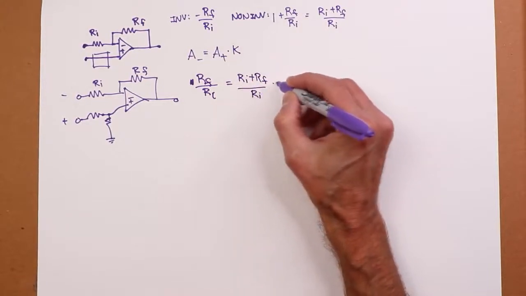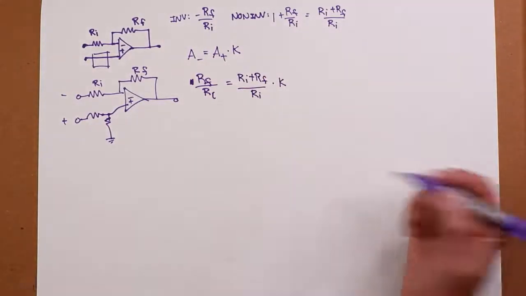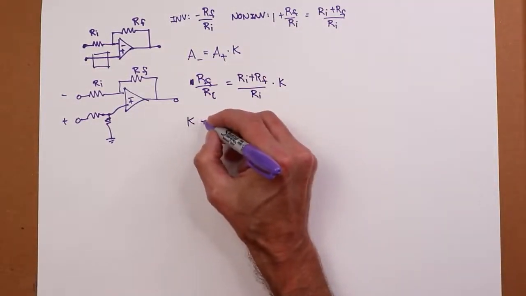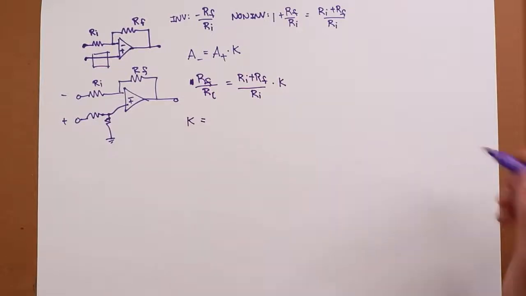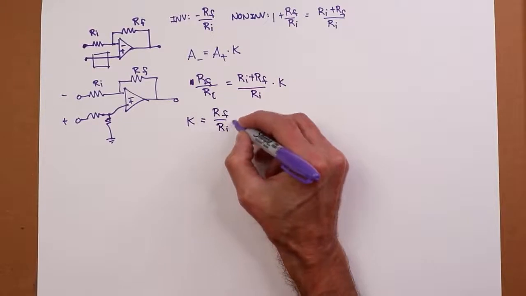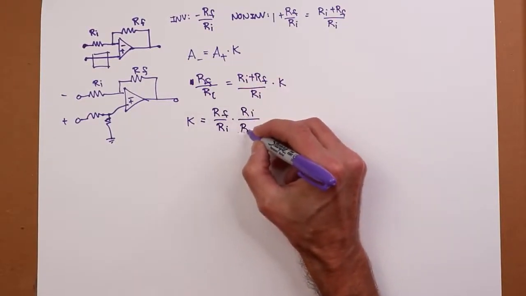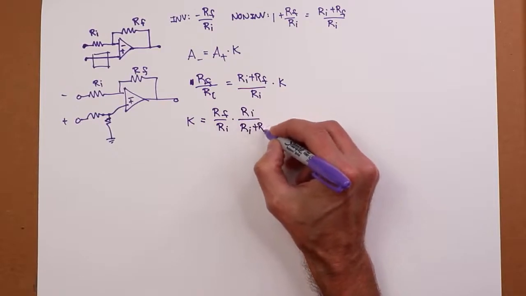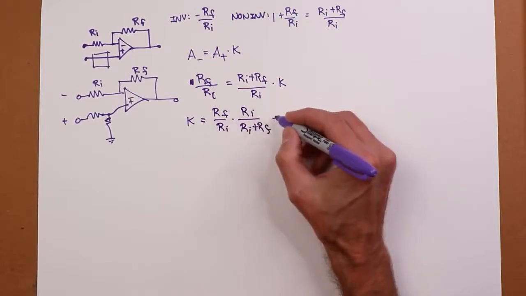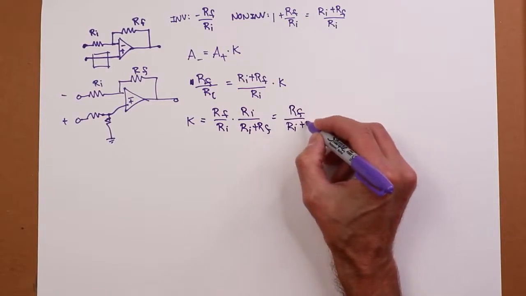And I just have to multiply that by some value of K. Well, okay, so let's solve for K. What does K equal? Well, that's going to equal RF over RI times the reciprocal of this. And obviously the RIs cancel and you end up with RF over RI plus RF.